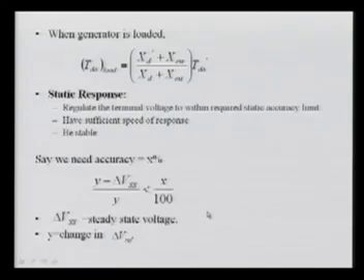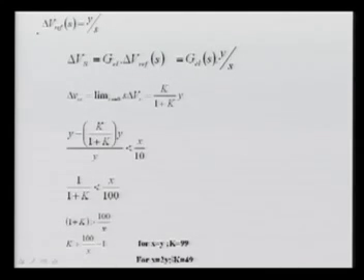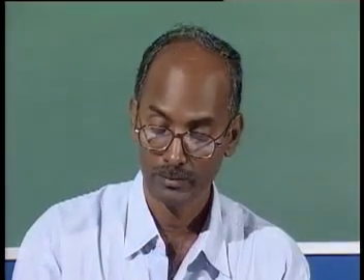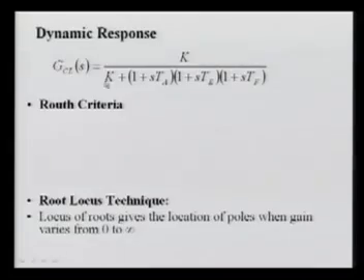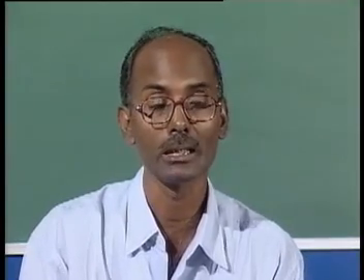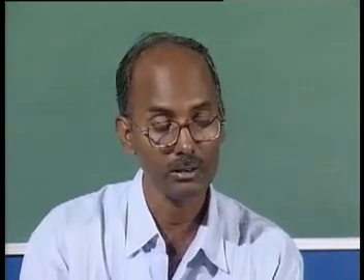Then we saw the static performance, in terms of accuracy, how much accuracy we want, and we found that for higher accuracy the gain must be larger, and for lower accuracy the gain can be less. Then we saw the dynamic response. In that we analyzed this closed loop transfer function, and the Routh criterion is one way that gives you a necessary condition, but it is not sufficient, and it also doesn't provide relative stability information.